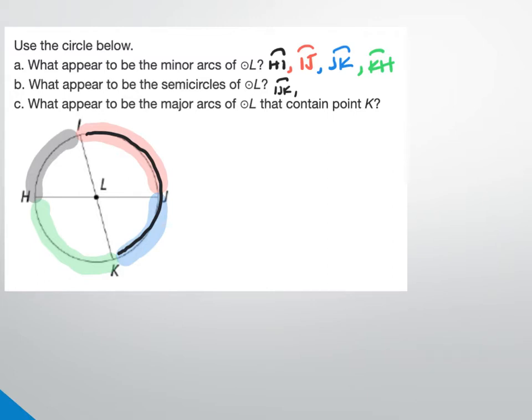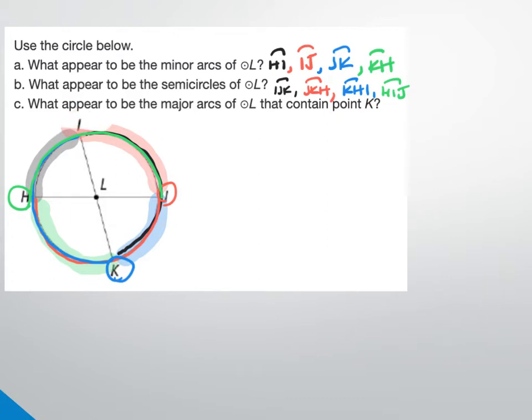What else appears to be a semicircle? If I start at I and go to K, that's a semicircle. If I start at J and go to H, it's a semicircle. So J, K, H. If I start at K and go around to I, that's a semicircle. And if I start at H and go around to J, that's a semicircle. When I'm naming these, I tend to go clockwise or counterclockwise so that I make sure I get every arc. Start with each letter, and see if you can make an arc that they're asking for.